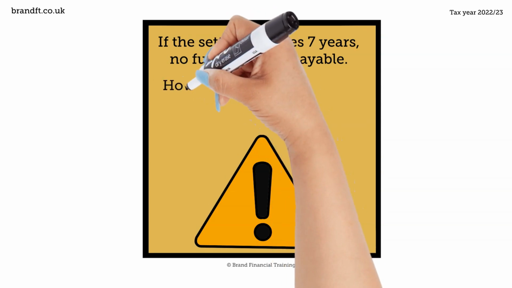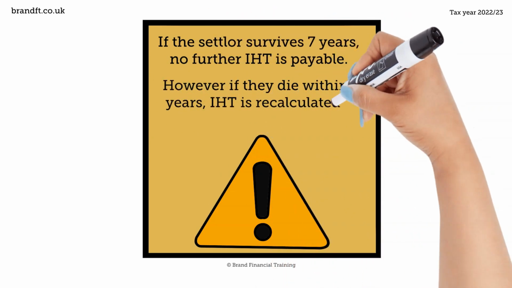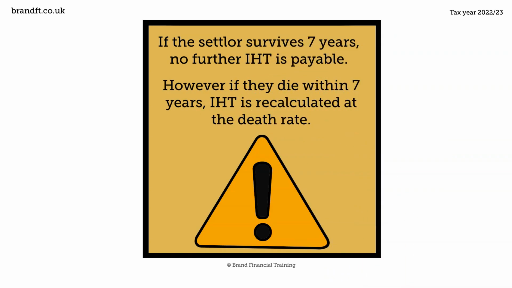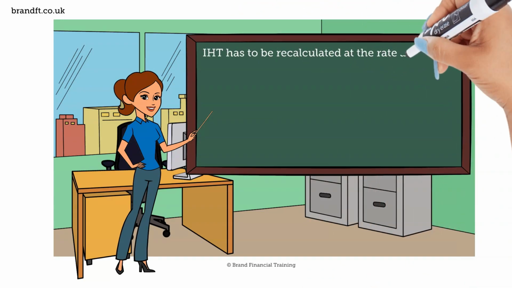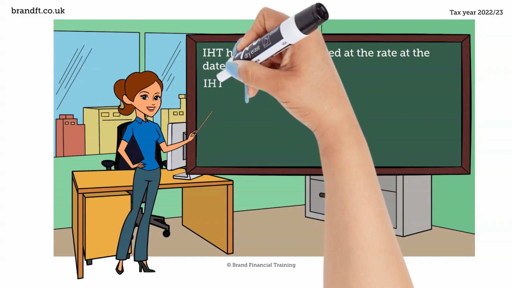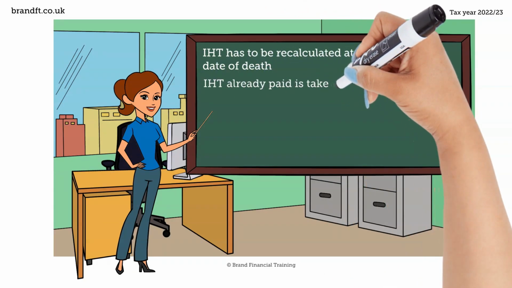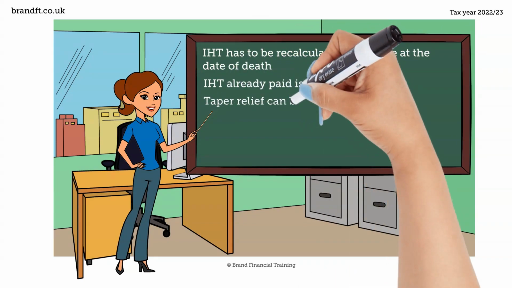However, if they die within 7 years, the IHT is recalculated at the death rate. Let's imagine Rosie dies after 4.5 years. The IHT has to be recalculated at the rate in force at the date of death. As IHT was paid on the initial transfer, this can be taken into account. Also, because Rosie died after 4.5 years, taper relief of 60% can also be applied.